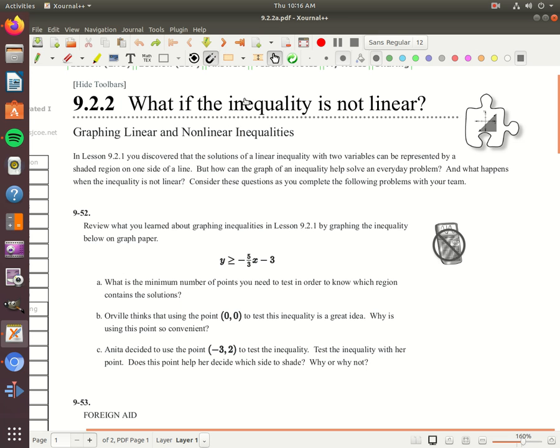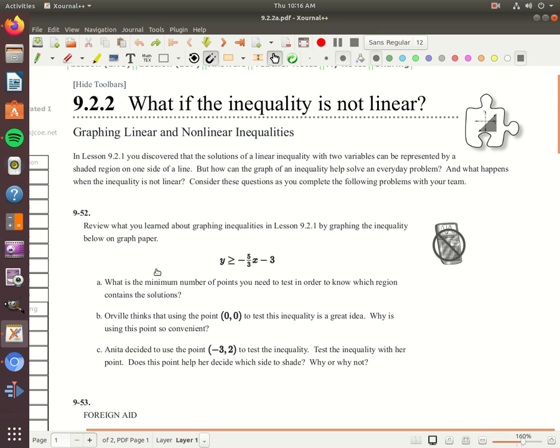So what if the inequality is not linear? Graphing the linear and non-linear inequalities. In lesson 921, you discovered that the solutions of a linear inequality with two variables can be represented by a shaded region on one side of a line. But how can the graph of an inequality help solve an everyday problem? And what happens when the inequality is not linear? Consider these questions as you complete the following problems with your team.